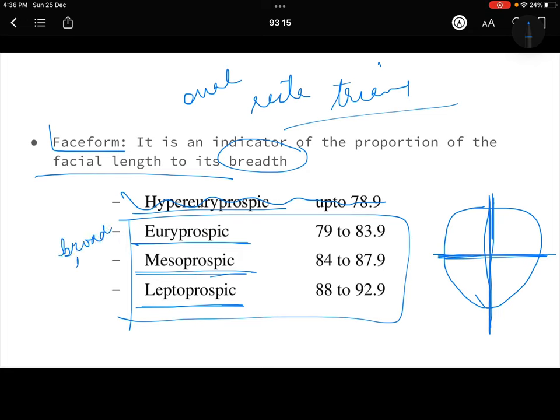Theek hai, you can just write it down also. So iske hisab se, broad face ke hisab se, you can say length kam hai and width ज़्यादा है. Meso तो balanced kind of हो जाएगा, and leptoprosopic is a narrow face, ठीक है, narrow face.